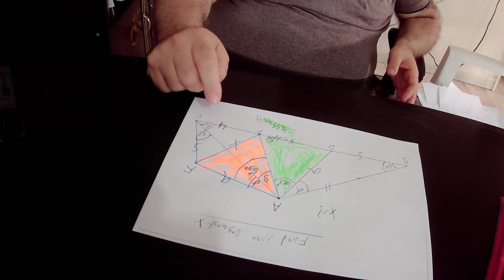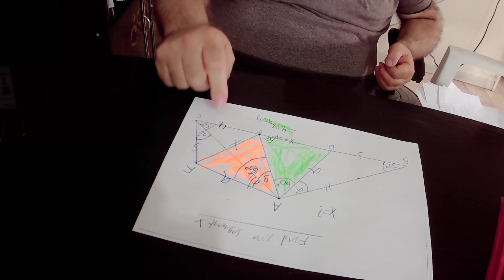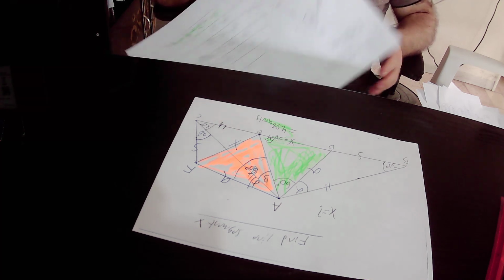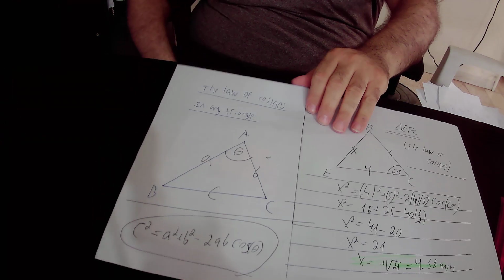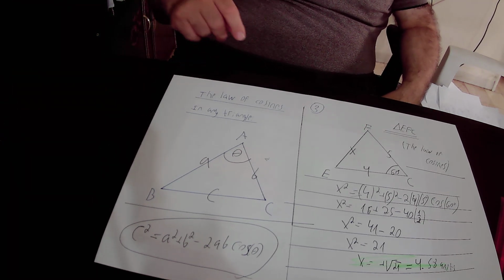In the next step I presented to you the law of cosines, and we implement the law of cosines in this triangle, triangle EFC. So what is the law of cosines? The law of cosines is true in any triangle.